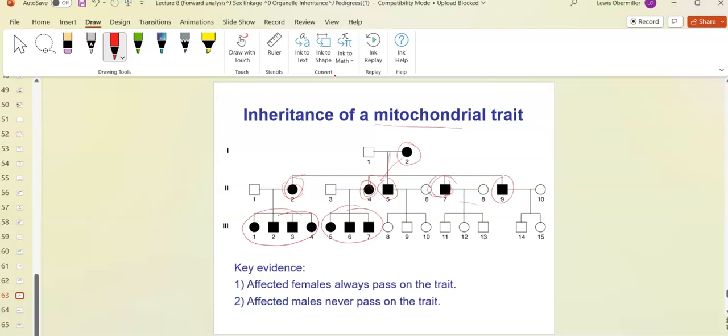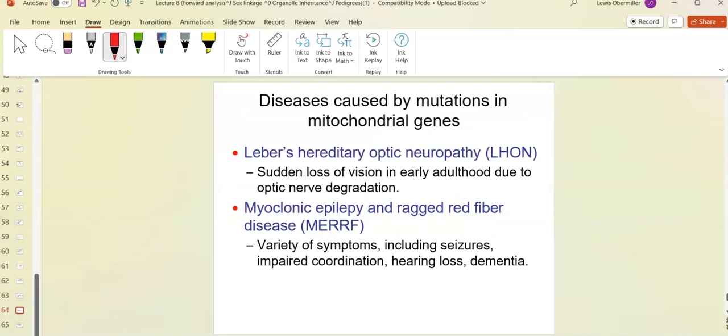This is a father, none, right? Dads don't contribute to mitochondria at all. So it doesn't matter what dad is, only what mom is. So affected females always pass on the trait. Males never pass on the trait. Leber's hereditary optic neuropathy is an example. There's red ragged fiber disease. There's some other ones.